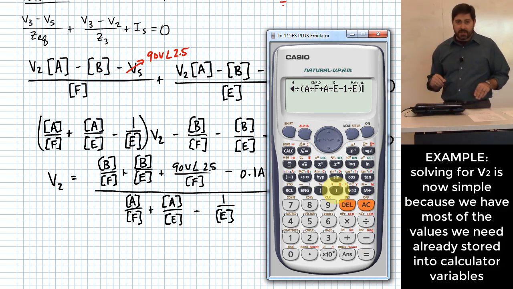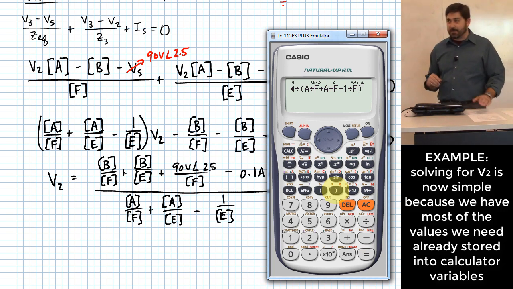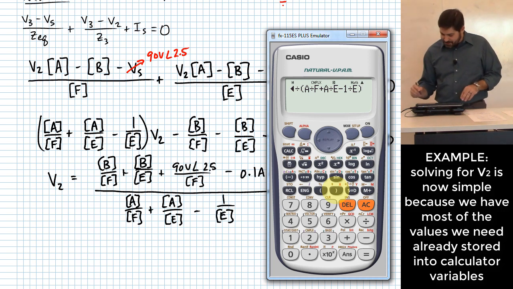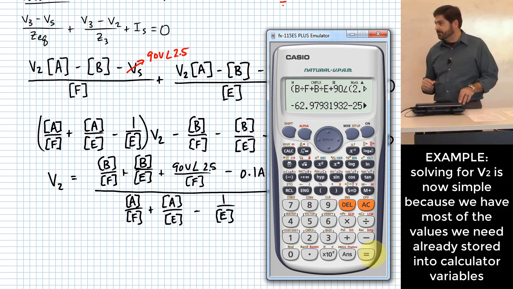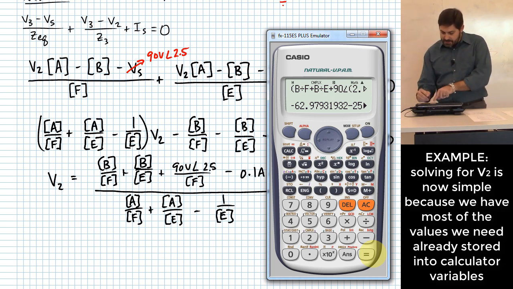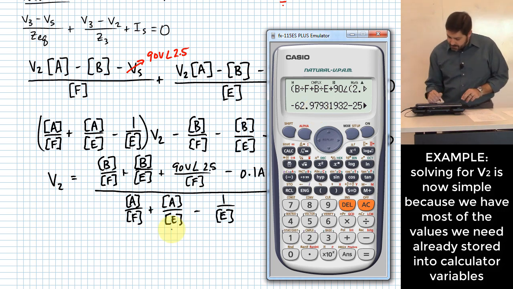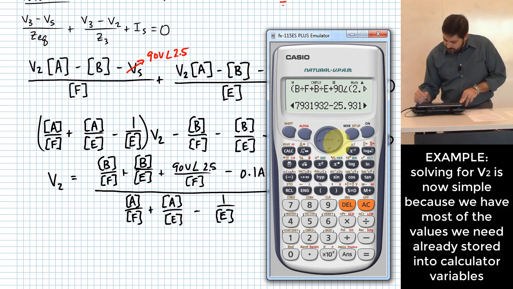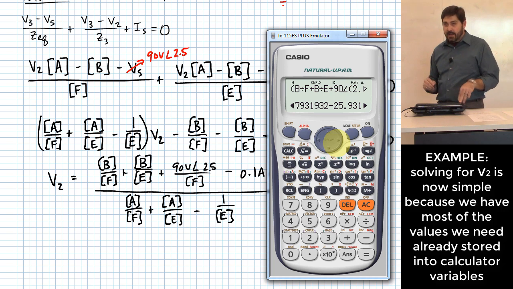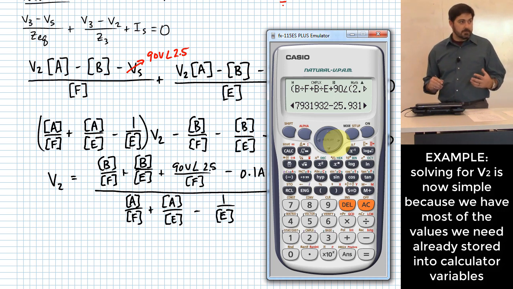Hopefully you were watching as I did all that, so maybe you could catch any of my mistakes or anything. Maybe you will. I don't know. Let's hit the equal button and see if I like the result. Good news is this agrees with what I have in my notes right here, so I think I got everything punched in there properly. Okay, 62.98 minus 25.93 J. What are the units on this? Okay, this will be volts, right?